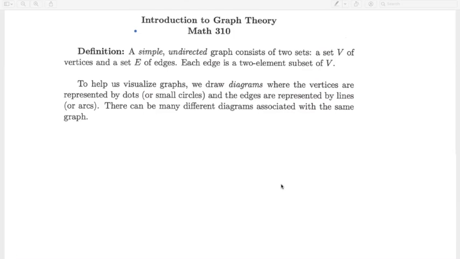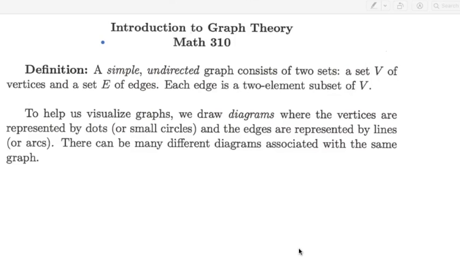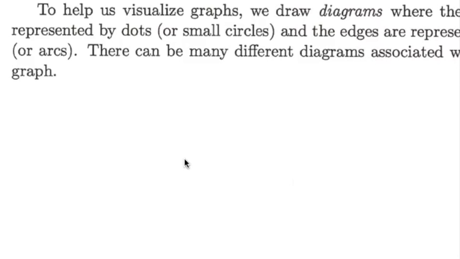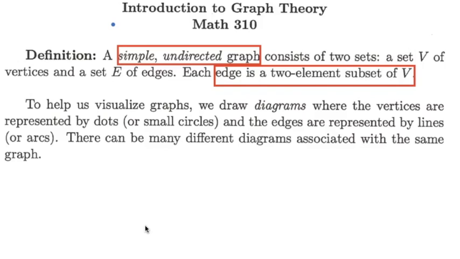So when we talk about graph theory, we're talking about a simple undirected graph in this case. And what we want to look at is two sets. There's a vertex set and an edge set. For an undirected graph, each edge will be a two-element subset of V. So to help us visualize these things, we're going to draw diagrams where the vertices are represented by dots or small circles, and the edges are represented by lines or arcs.